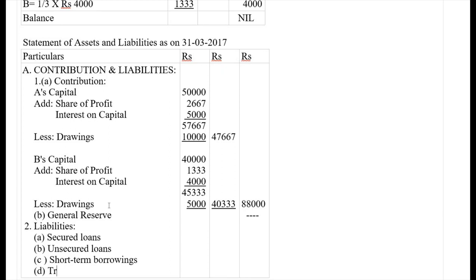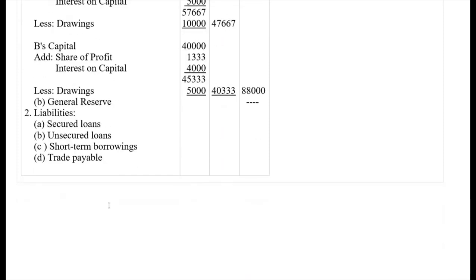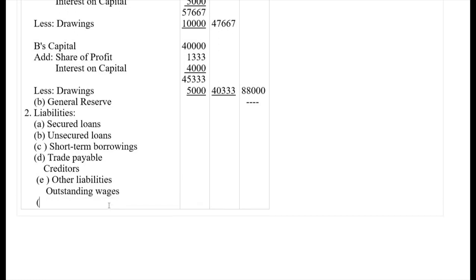Then D, trade payables. Under that we have got creditors here. Then we have got E, other liabilities. So under this we have got outstanding wages. Then F, provisions. We don't have any provisions here. So now let us fill the amounts here.